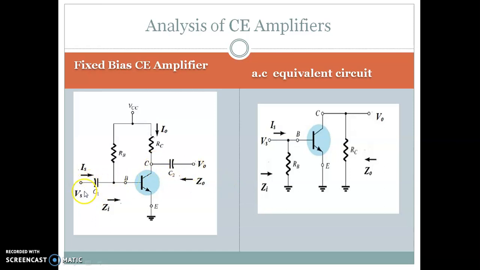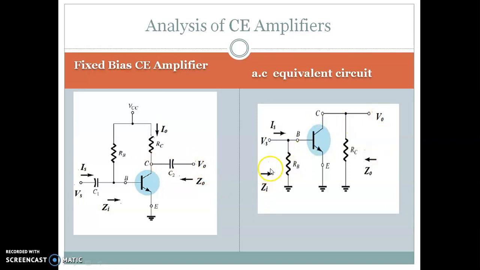Now you can see the VS is attached to your base as well as your RB. The other end of RB is now connected, instead of VCC, to ground. So VS is attached to base, the other point goes to your RB, and the other point of your RB goes to ground. Similarly, at the collector side you have RC, and the other end of RC is now not tied to VCC but to ground. Across this we measure the potential from your collector, which is your V0.